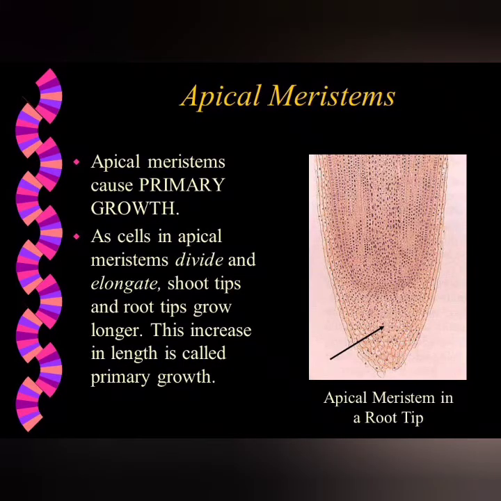Now the first one, apical meristem. Apical meristems cause primary growth of the plant body. As cells in the apical meristem divide and elongate, shoot tips and root tips grow longer. This increase in length is called primary growth of the plant body. That means the increase in length of root tip and shoot tip is performed by the apical meristematic tissues only.